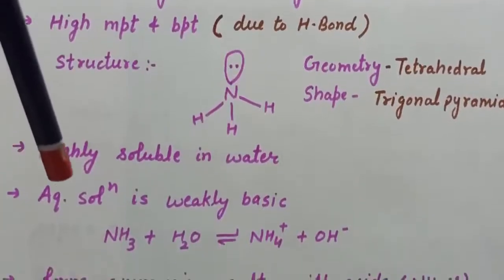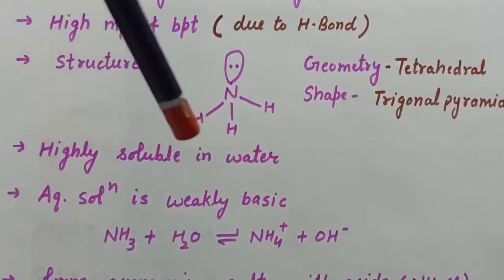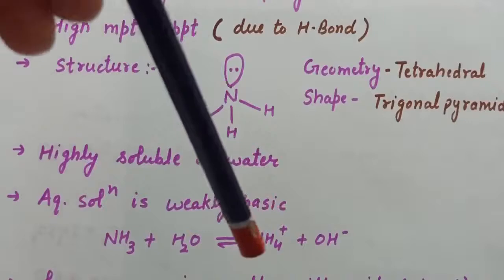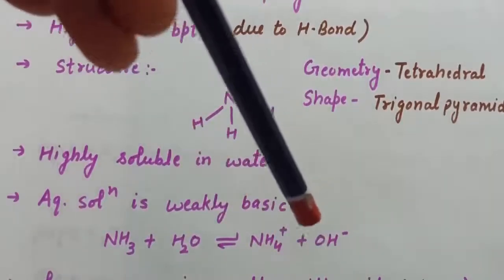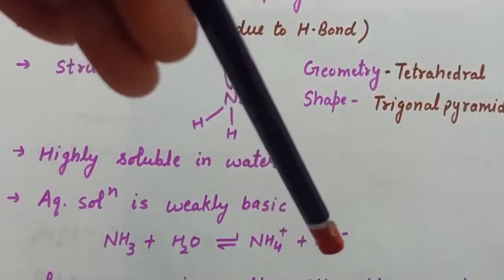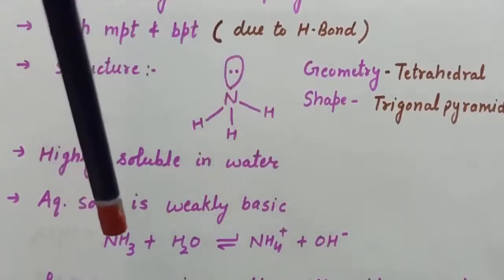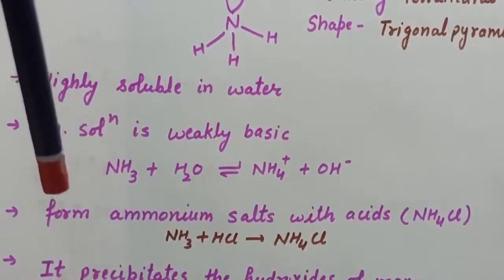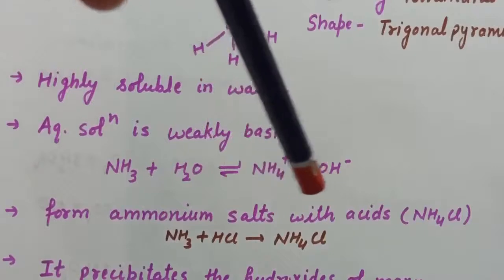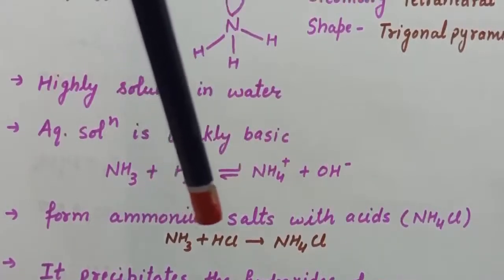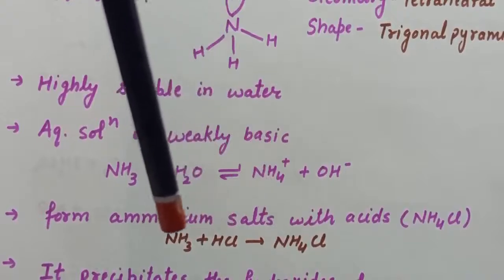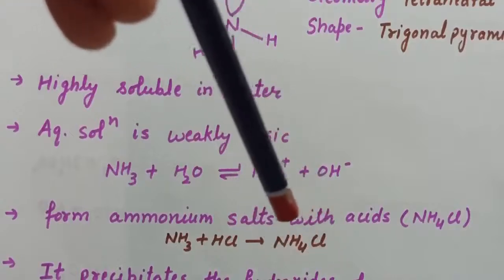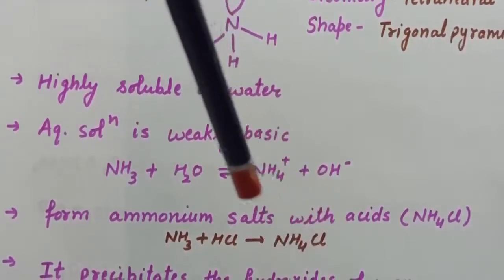Next property is that the aqueous solution of ammonia is weakly basic. That is, when we dissolve ammonia in water, what will happen? It will form NH4+ and OH-, and because of the presence of a small amount of OH-, the aqueous solution is weakly basic. Next property is that ammonia forms ammonium salts with acids. When we treat ammonia with acid, an ammonium salt will form. For example, when we react NH3 with HCl, ammonium chloride will form, which is a salt of ammonia.